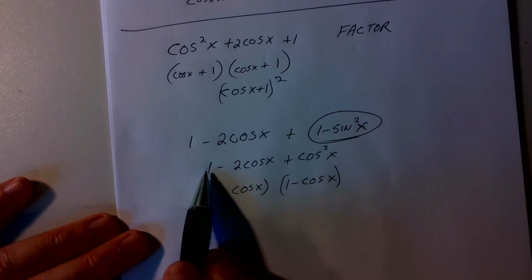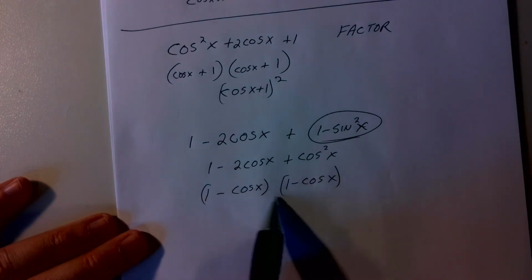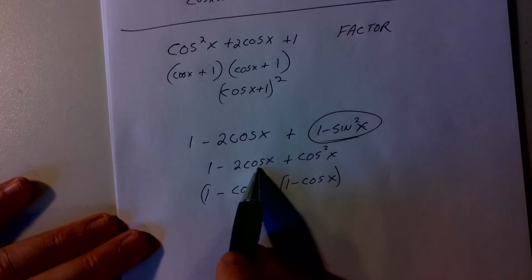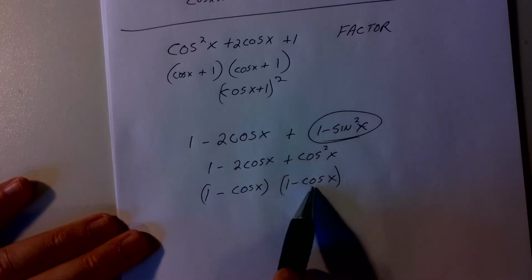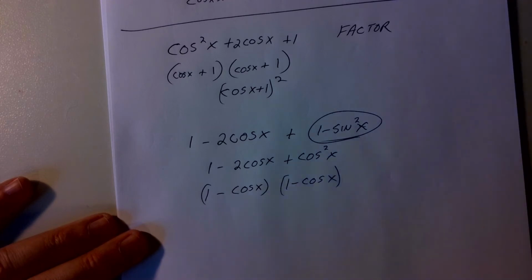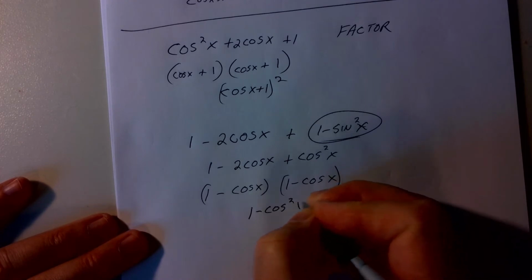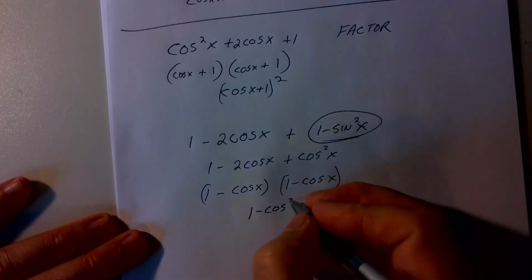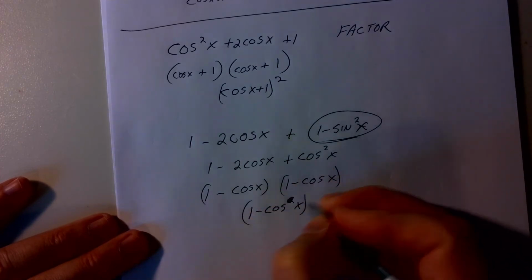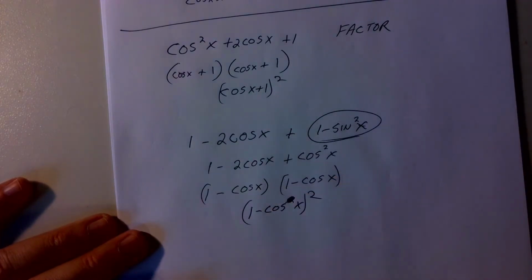So 1 times 1 is 1, that's that one. Outside is negative cosine x, inside is negative cosine x, that's negative 2 cosine x. And then negative cosine x times negative cosine x. Negative times negative is positive, cosine times cosine is cosine squared. Look at that, it worked. 1 minus cosine x squared. Two completely different things. Don't put the little square on that one. And that's it. That's an example of factoring that.